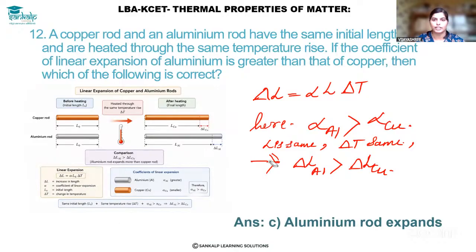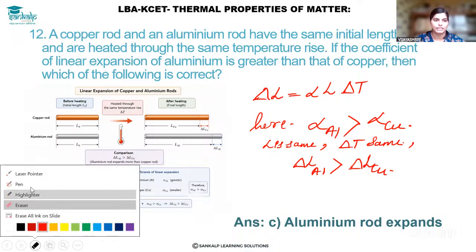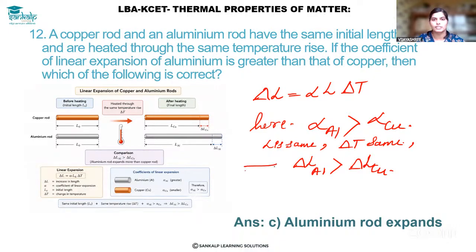So which is the correct expression? Option C is the correct answer here. Delta L for aluminium is greater than delta L for copper, right?